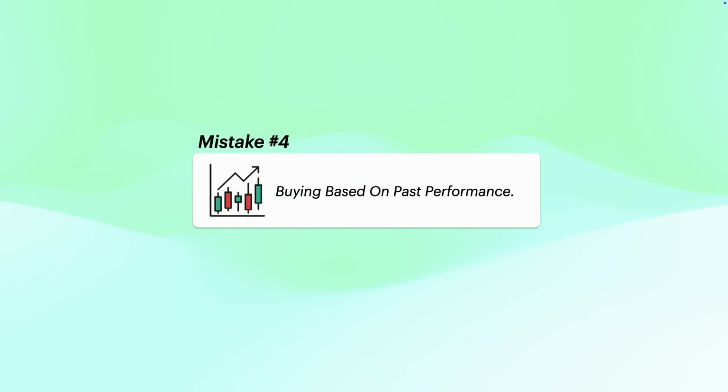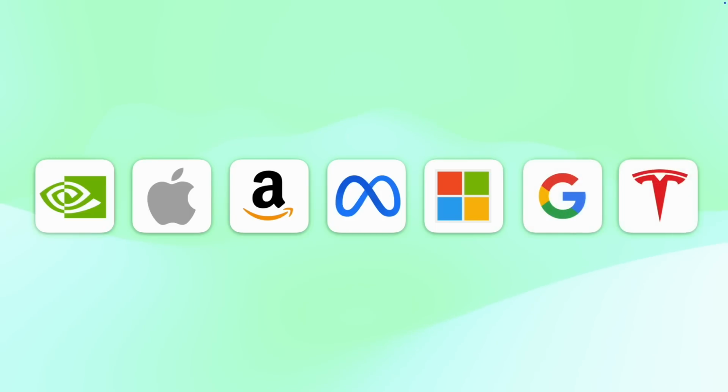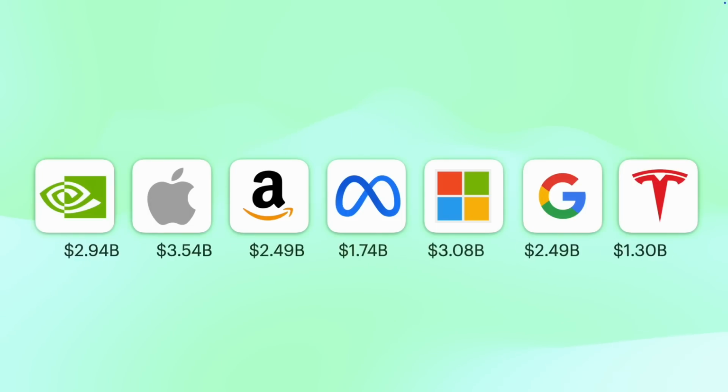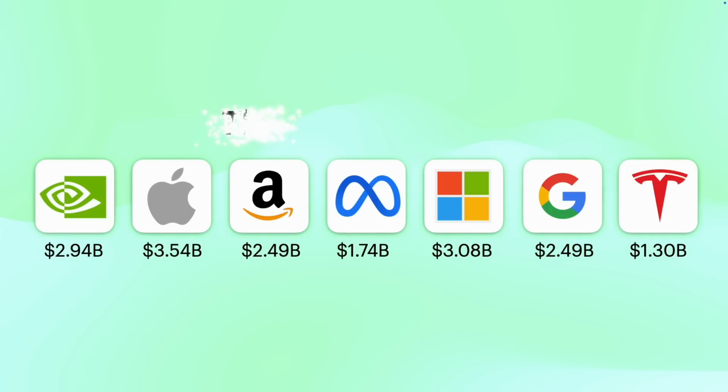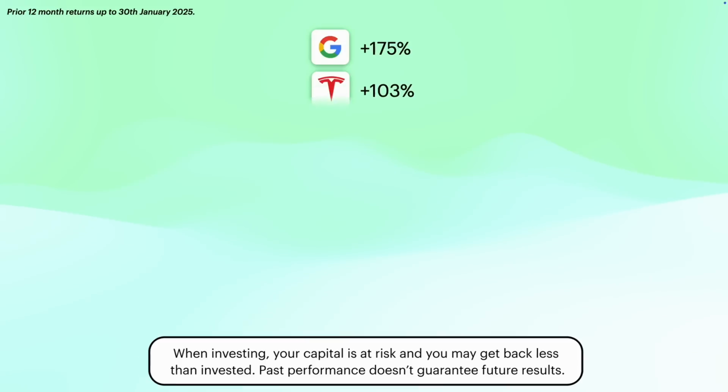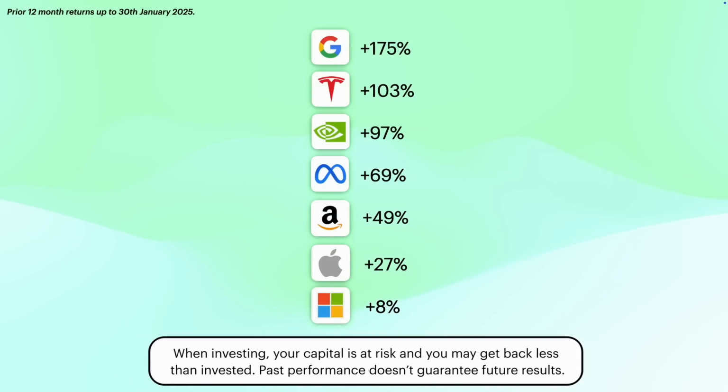Now, fees are a big one, but another big mistake that investors also make is buying based on past performance. This is probably one of the easiest traps, especially for newer investors to fall into. Nvidia, Apple, Amazon, Meta, Microsoft, Alphabet, also known as Google, and Tesla are the top 7 companies in the United States of America by market capitalization. And they're also known as the Magnificent Seven. And the reason why they're so magnificent is because the returns that they've provided in recent history have been pretty phenomenal. Just in the past 12 months, here are the returns of these 7 stocks.